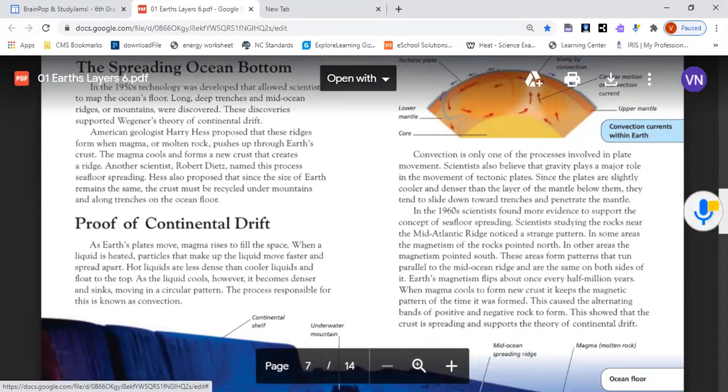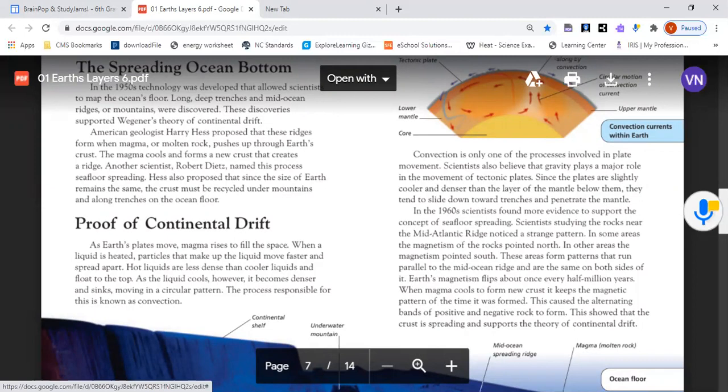Proof of continental drift. As Earth's plates move, magma rises to fill the space. So that is quite understandable. And when a liquid is heated, the particles that make up the liquid move faster and spread apart. Hot liquids are less dense than cooler liquids and float on the top. That is also an understandable concept, right?